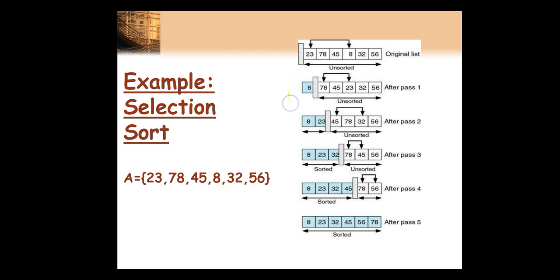So we get the first element in sorted order at its proper position. The first smallest element is at the first position inside our array. So after pass 1, we get one element in sorted order.